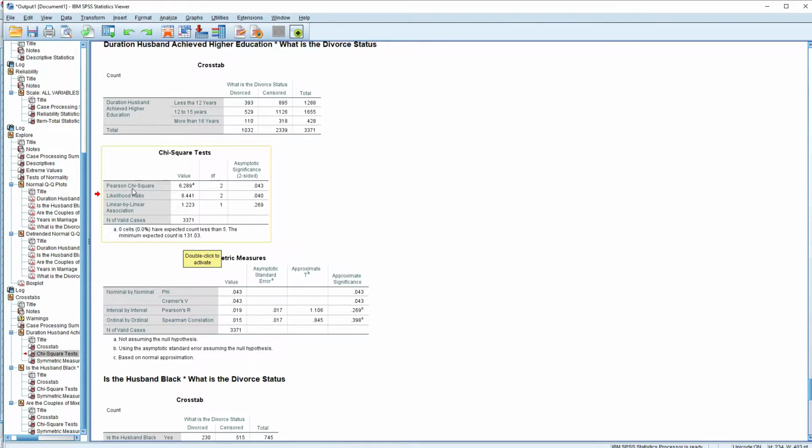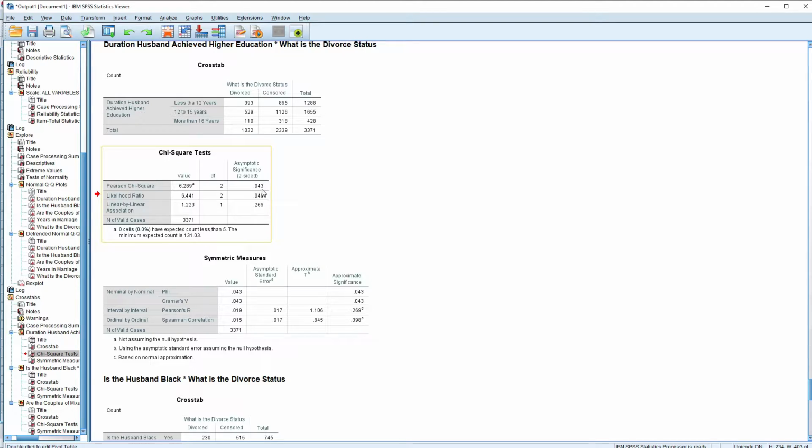Therefore, the chi-square value is 6.289, while the asymptotic significance, or the p-value, is 0.043. Our key value that we are going to assess is this asymptotic significance value. The chi-square value is important, but since we are assessing at a 95% confidence interval, or a 5% level of significance, this value is what we are going to check.